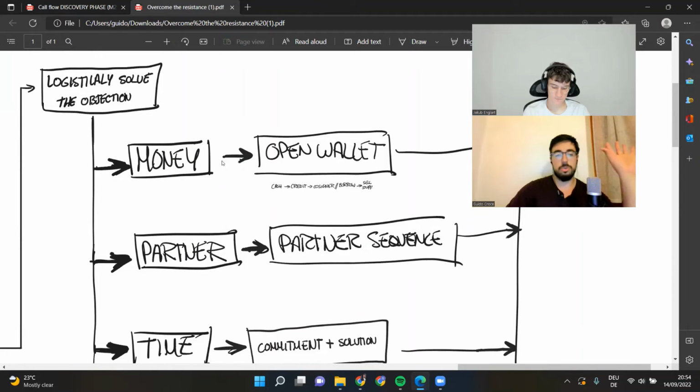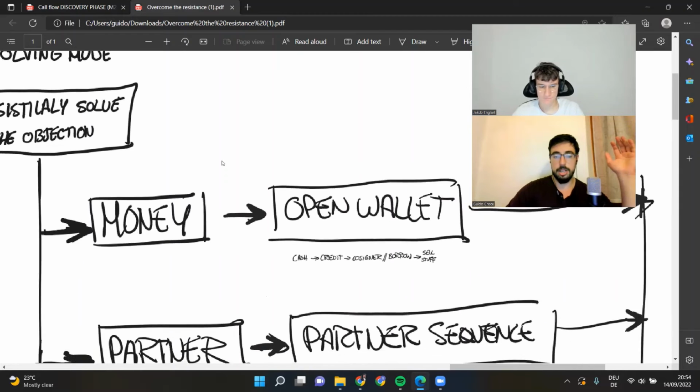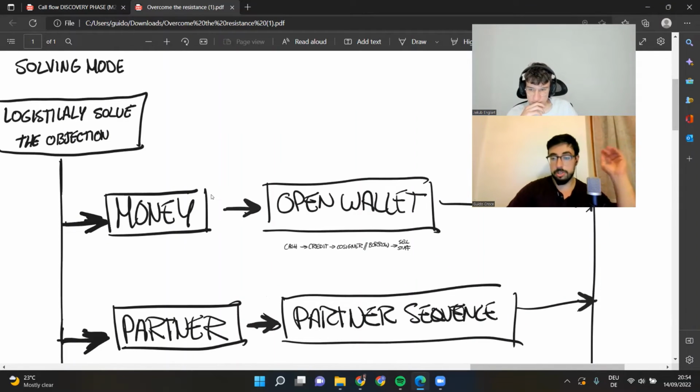And this is the first one I want to tackle today. The rest, I don't think we should do it because it can become a bit overwhelming. And it's the money logistical, right? So once you identify that it's money logistical, you do what we call the open wallet, which is just a fancy way of saying how much money they got in the wallet. And wallet represents everything they have, right? Bank, card, whatever.